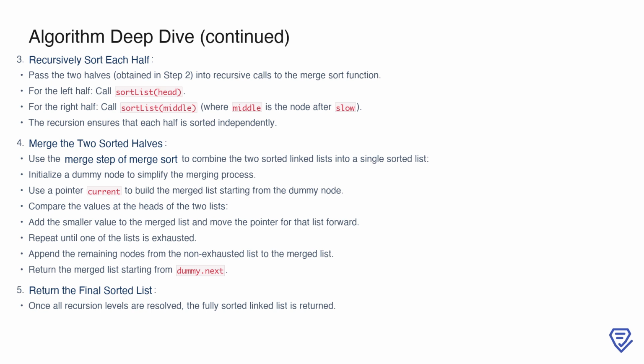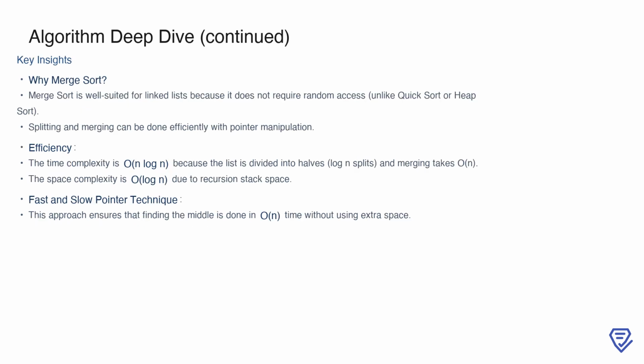Merge sort is particularly effective for linked lists, and there are important reasons behind this choice. Unlike algorithms such as quicksort or heap sort, merge sort does not require random access to elements, which aligns well with the sequential nature of linked lists. The operations of splitting the list and merging the halves can be performed efficiently using pointer manipulation.